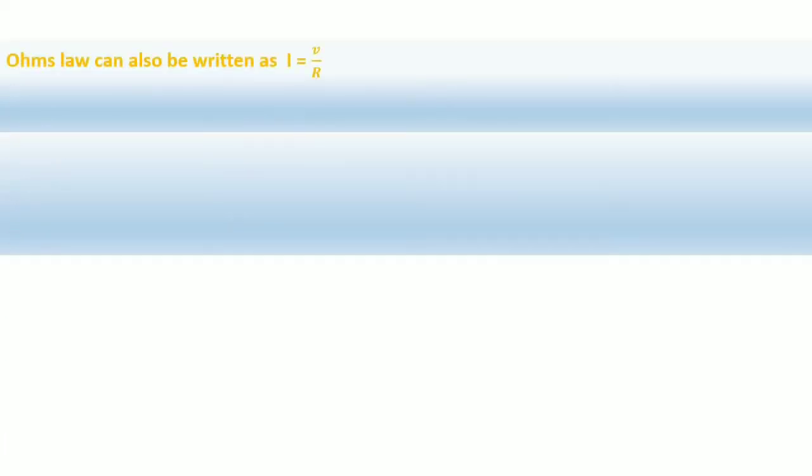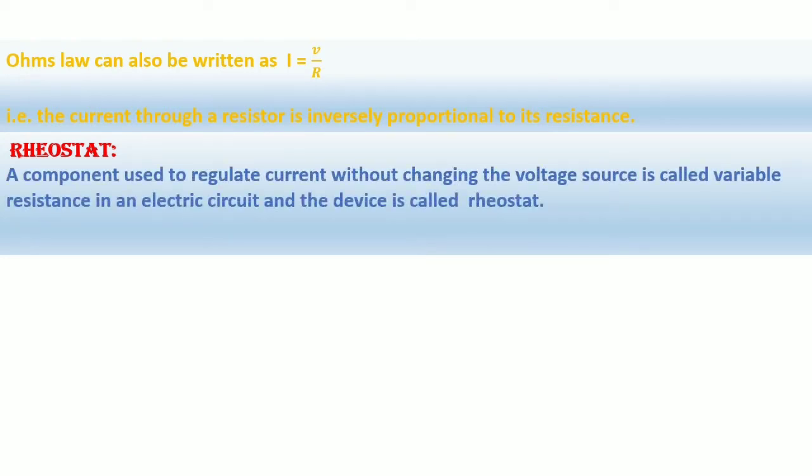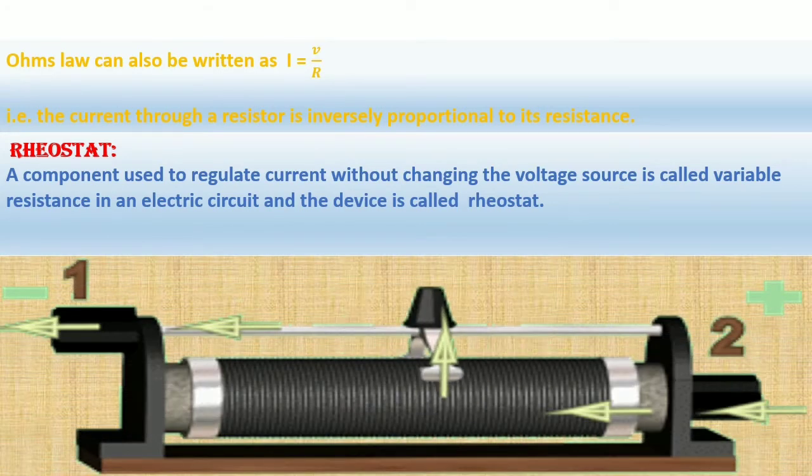The other way of writing Ohm's law is I equals V upon R. That is, the current through a resistor is inversely proportional to its resistance. For practical purposes, it is necessary to increase or decrease the current in an electric circuit. A component used to regulate the current without changing the voltage source is called a variable resistance, and the device is called a rheostat. The resistance can be varied by sliding the slider.